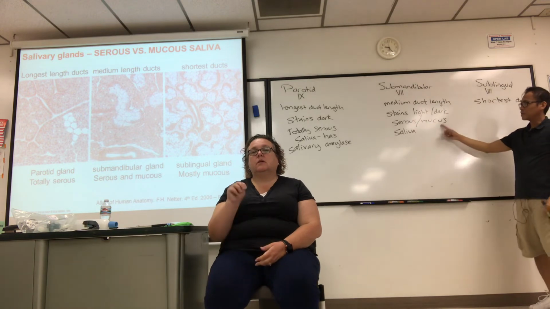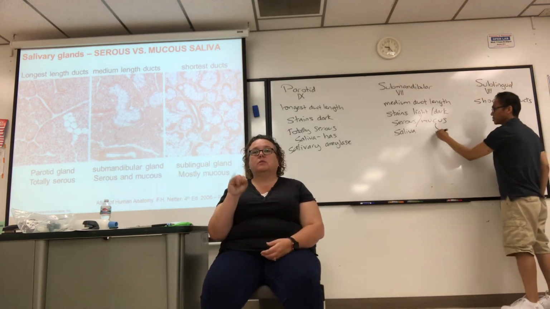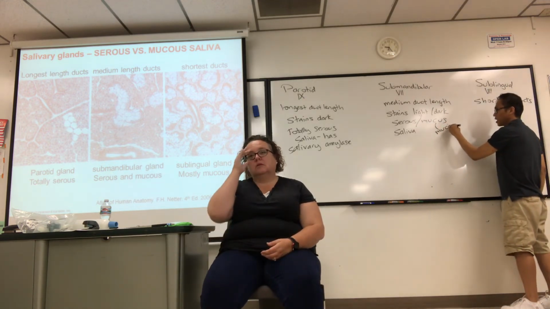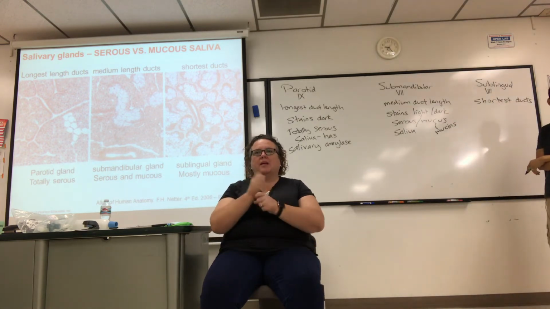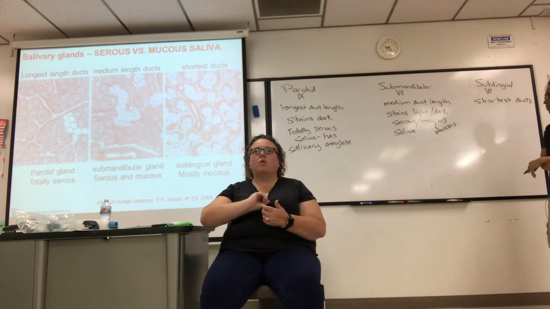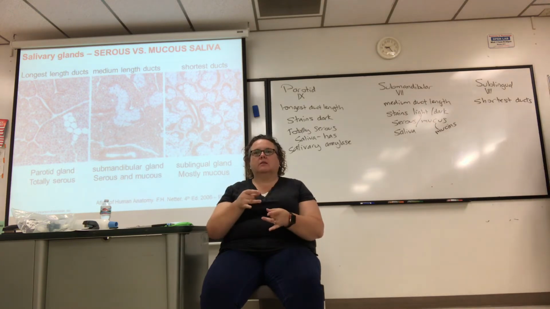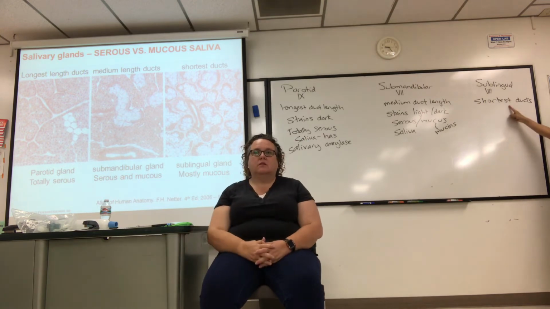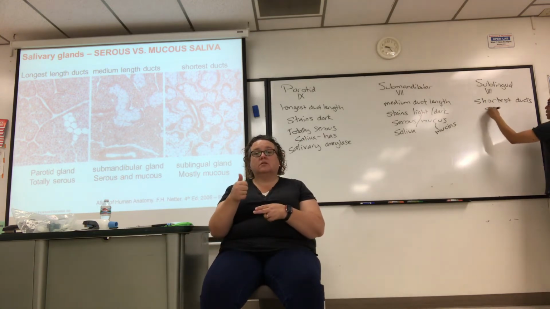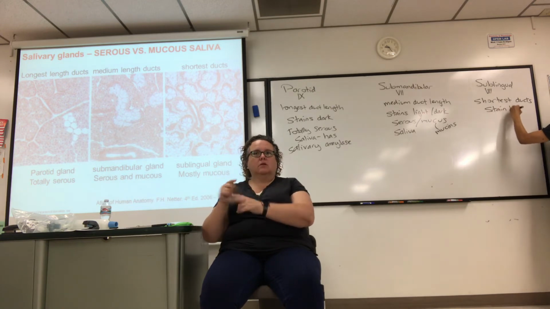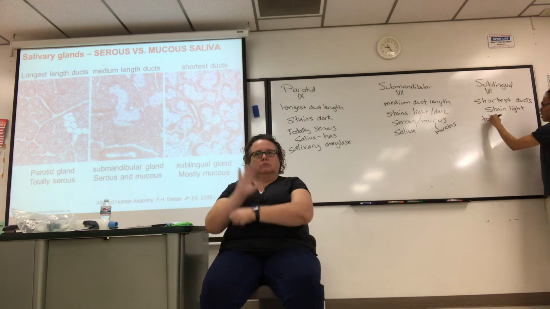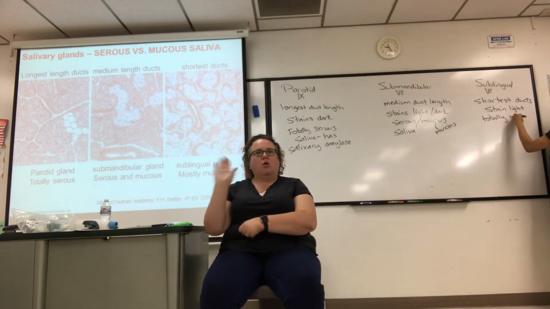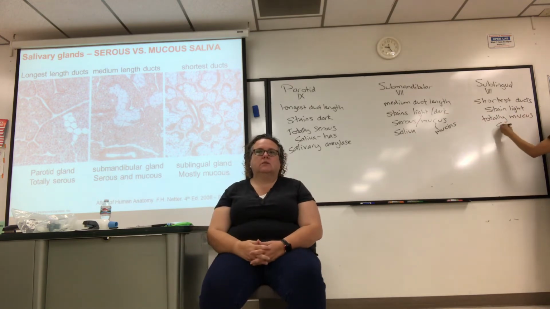The mucus has mucins, M-U-C-I-N, that help make the food easy to swallow, makes it slick, so it can slide down the back of your throat. Mucus is important for swallowing. So the shortest ones, which stain light, they're just totally mucus. Saliva.